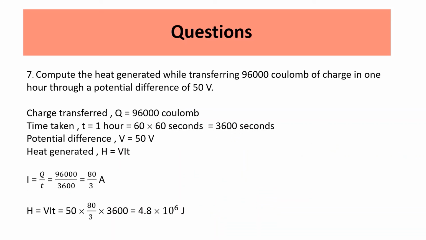Charge transferred Q is equal to 96,000. Time taken 1 hour is equal to 3600 seconds. Potential difference V is equal to 50 volt. H is equal to VIT. When you substitute, you will get H as 50 into 80 by 3. I value is 80 by 3 ampere into 3600 seconds. The answer is 4.8 into 10 raised to 6 joule.